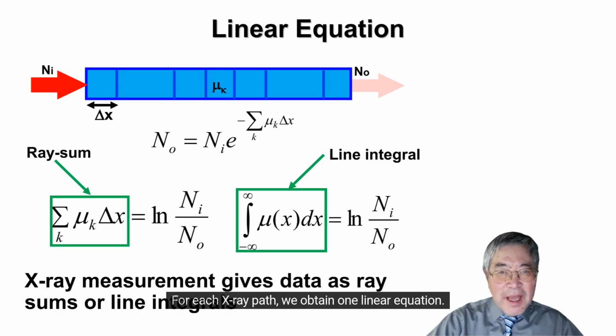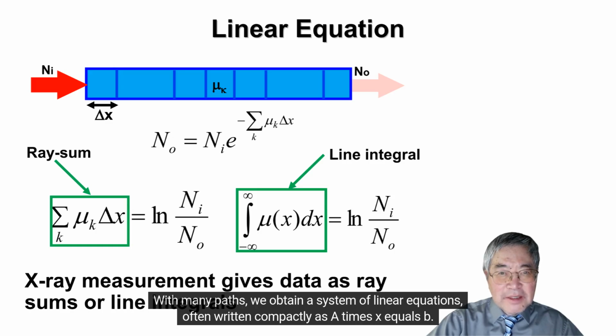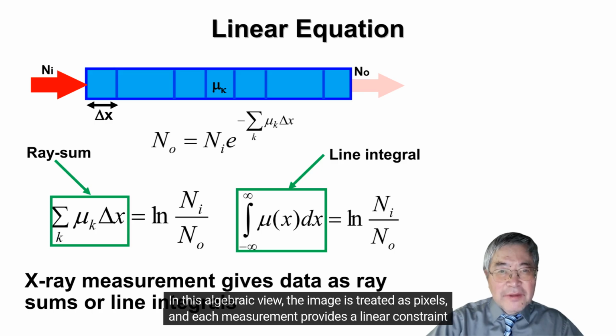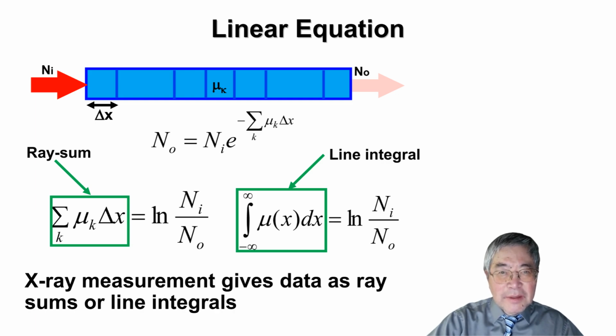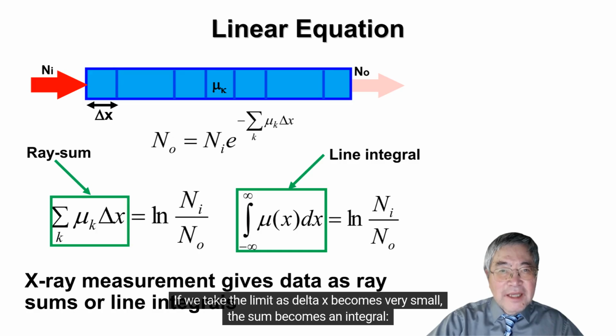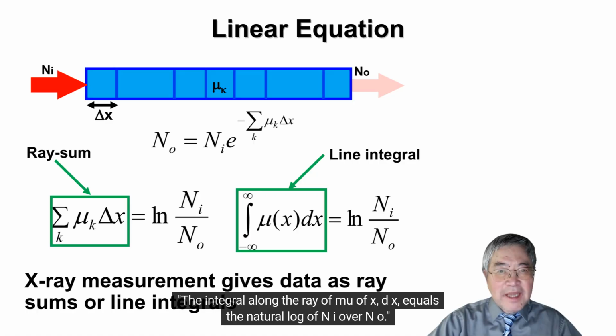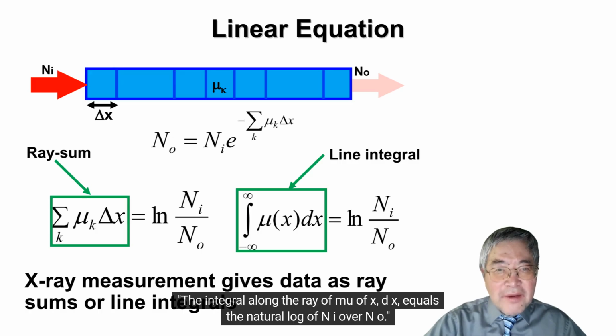For each X-ray path, we obtain one linear equation. With many paths, we obtain a system of linear equations often written compactly as A times X equals B. In this algebraic view, the image is treated as pixels, and each measurement provides a linear constraint on those pixel values. If we take the limit as delta x becomes very small, the sum becomes an integral. The integral along the ray of mu of x dx equals the natural log of Ni over No.